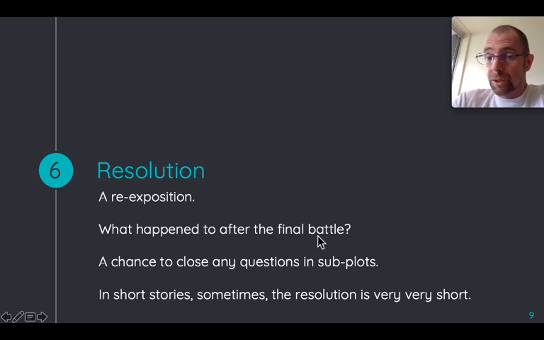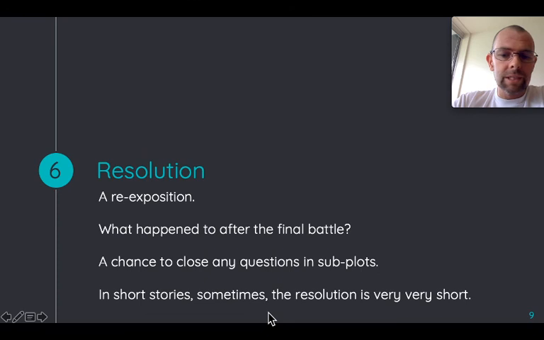Where are the characters now? What's the world like? Who's in a good place? Who's in not such a good place? If there's a lot of loose ends left untied, the story feels very unsatisfying. It's a chance to close any questions in subplots as well. So, for example, a lot of the action, thriller, adventure stories will also have a romance relationship subplot going on, where the protagonist teams up with a romantic interest, and as the story progresses they get closer and closer together. And so we want to know the answer to that question: do they actually get together or not?